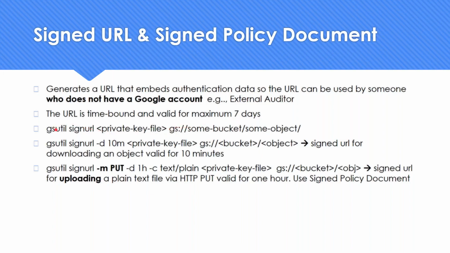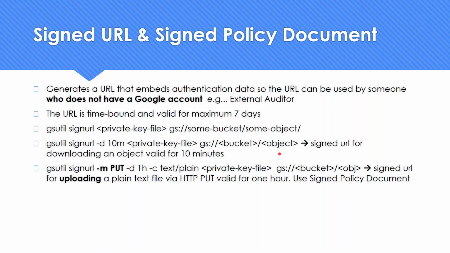So this is going to have a time boundness part, and the maximum duration which you can set is 7 days. Our requirement was only for the audit process for 5 days, so we can easily generate it for 5 days. If by any chance the audit process increases, we generate a new URL. So this is for downloading purpose.